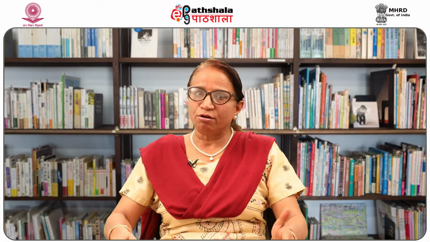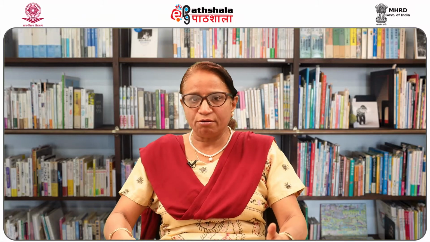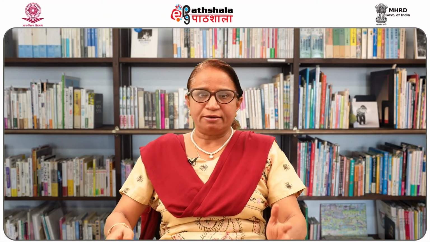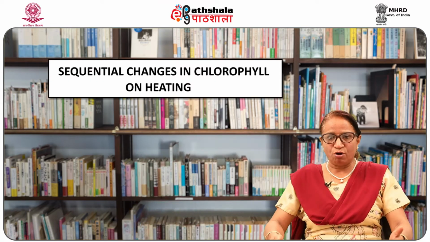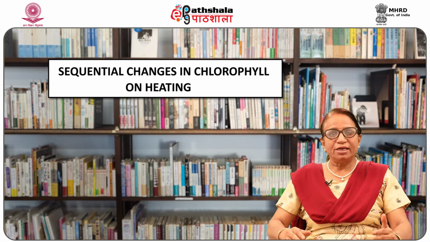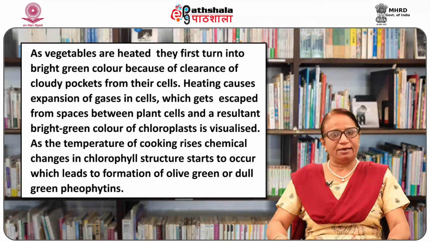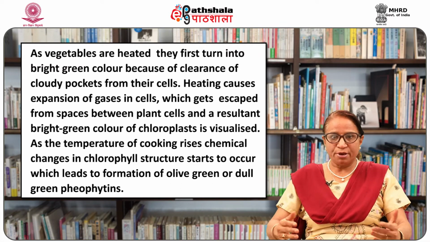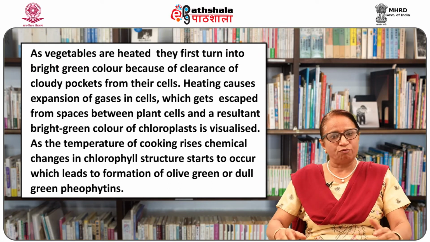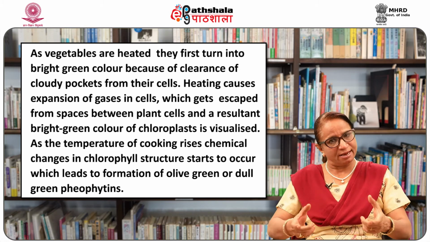The blue-black chlorophyll a turns into grey-green pheophytin a, and yellow-green chlorophyll b turns into yellowish pheophytin b. Let us follow the sequential changes in chlorophyll on heating. When vegetables are heated, they first turn a bright green color because of the clearance of cloudy pockets from their cells.